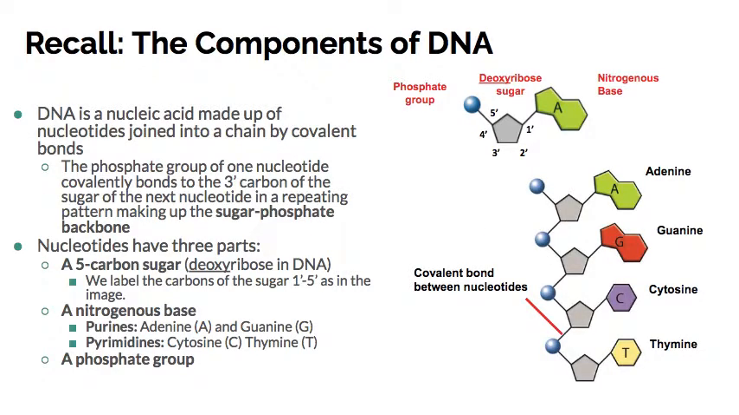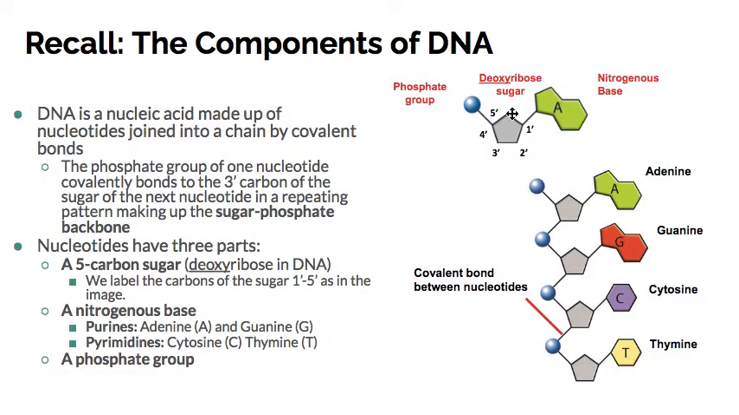Now we have to recall the components and the structure of DNA. Remember, DNA is a nucleic acid made up of nucleotides joined into a chain by covalent bonds. Here is the phosphate, here's the sugar. That's how those are connected in the backbone, and these are covalent bonds. Nucleotides had three parts: our phosphate group, our deoxyribose sugar, and our nitrogenous base. The base will vary between adenine, guanine, cytosine, or thymine. Those were our four nitrogenous bases for DNA.